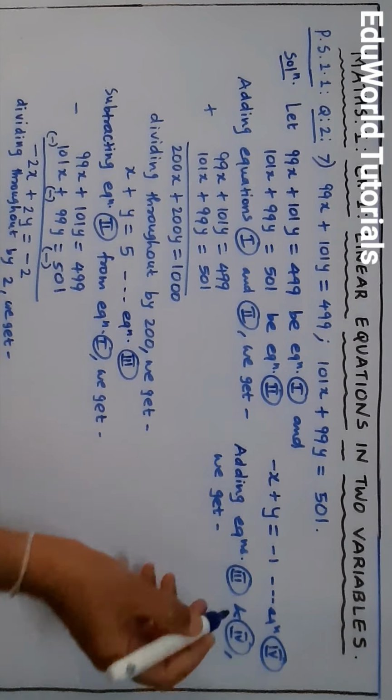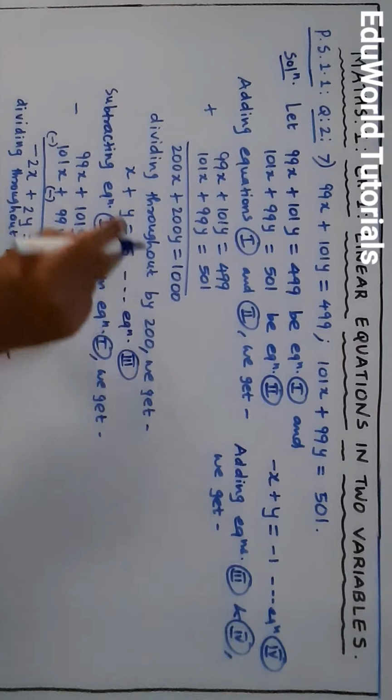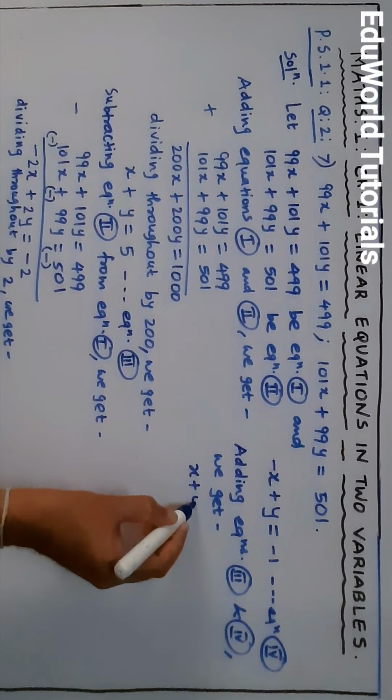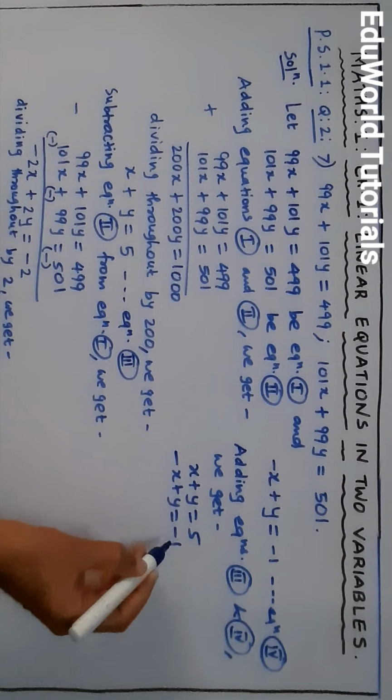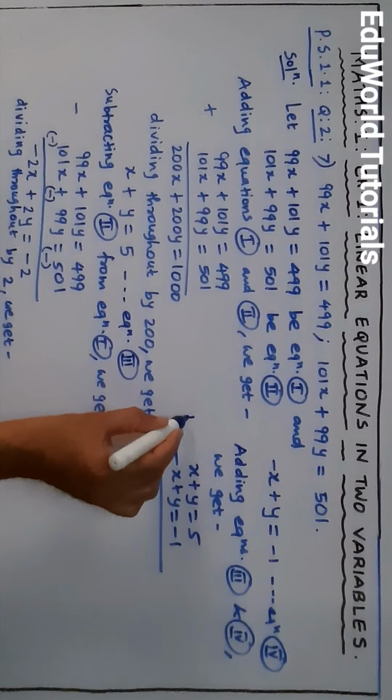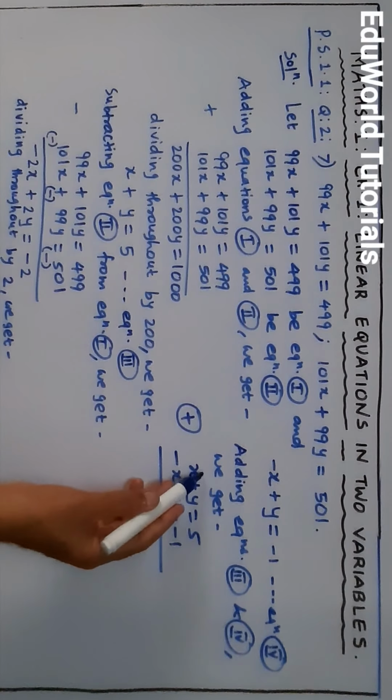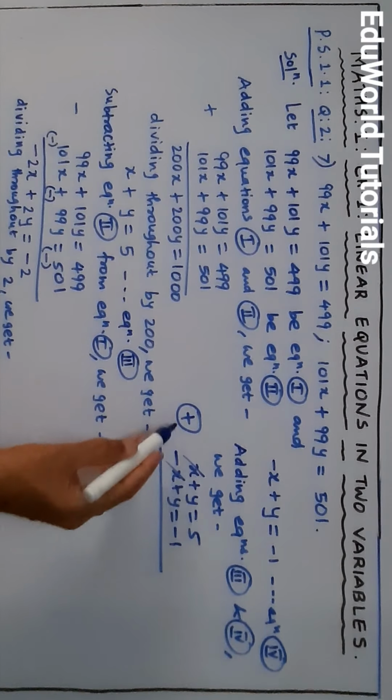So please try to write everything I am writing. Third equation is this: x plus y is equal to 5. This is the third one. Fourth, below that: minus x plus y is equal to minus 1. Because we are adding these two equations, this positive x and negative x on adding will get cancelled.